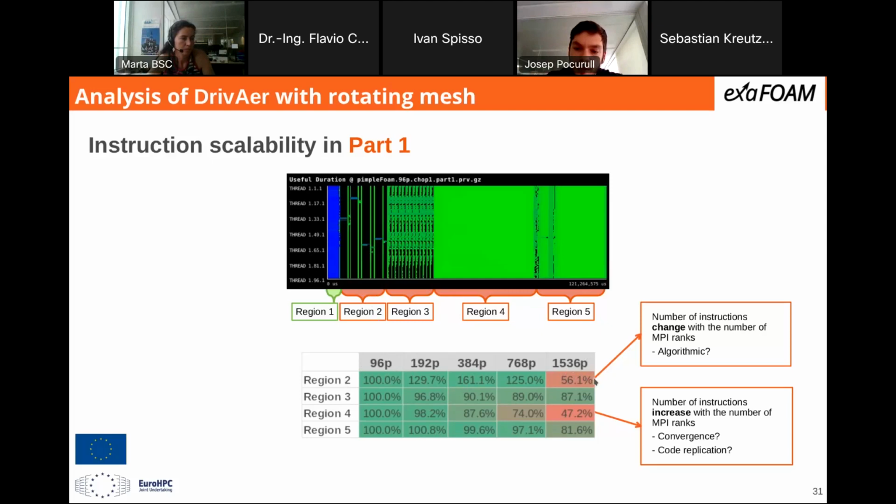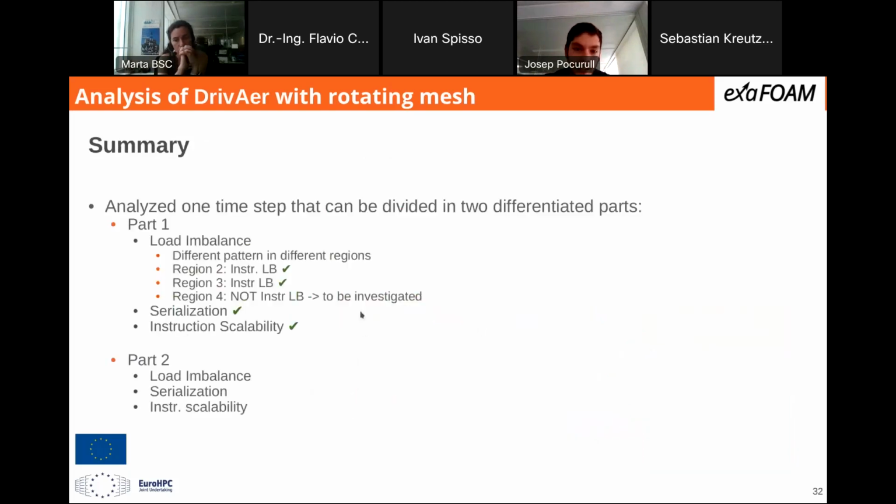But we saw different patterns here, because in region 2, the number of instructions changed with the number of MPI ranks, and in region 4, the number of instructions increased with the number of MPI ranks. So we also saw the problem with the instruction scalability, and that is because of these two regions. And that's all for the analysis that we've done so far.